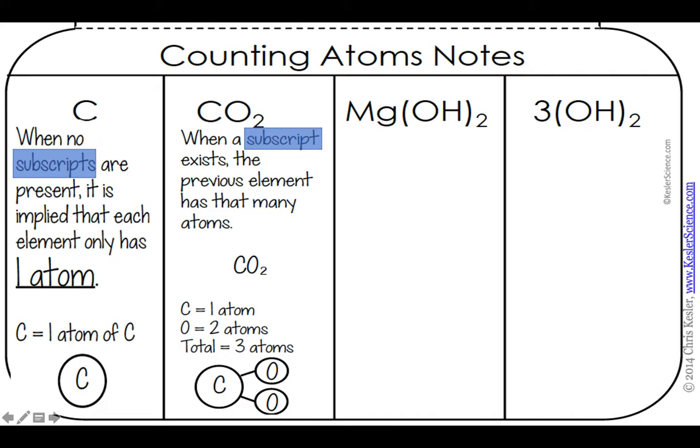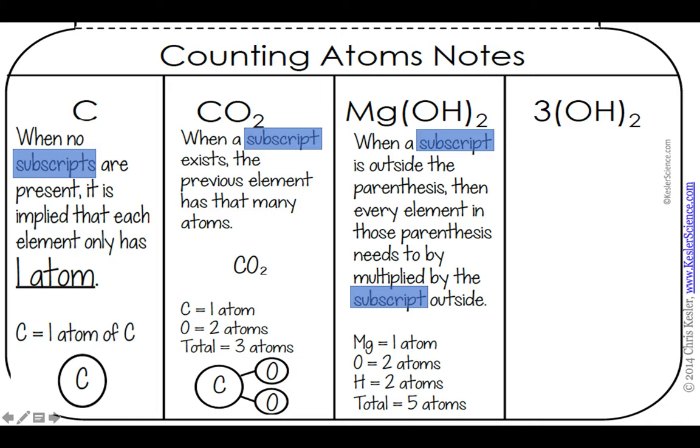So carbon dioxide is a molecule. And what this says is when a subscript exists, the previous element has that many atoms. So here we know from our first column that when we have no number behind a chemical symbol, that means there's only one of those. Now, oxygen has a 2 behind it, and that means there are 2 of those. That 2 only applies to the element that it's attached to. So it doesn't apply to the carbon, it only applies to the oxygen.